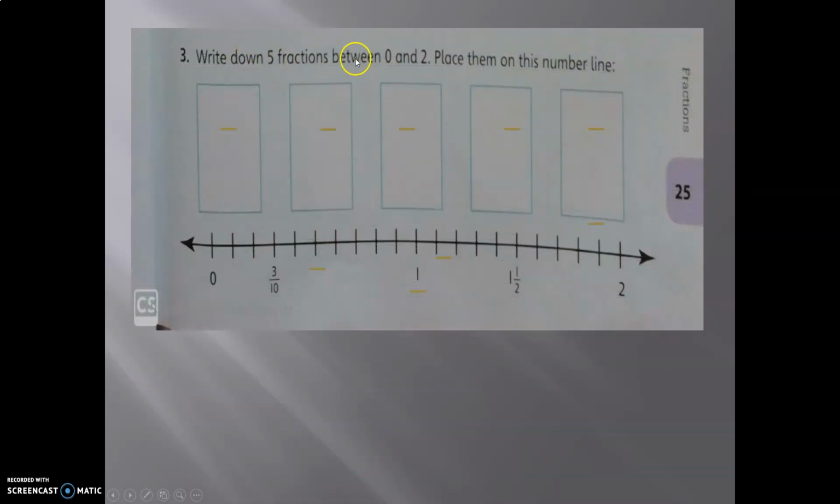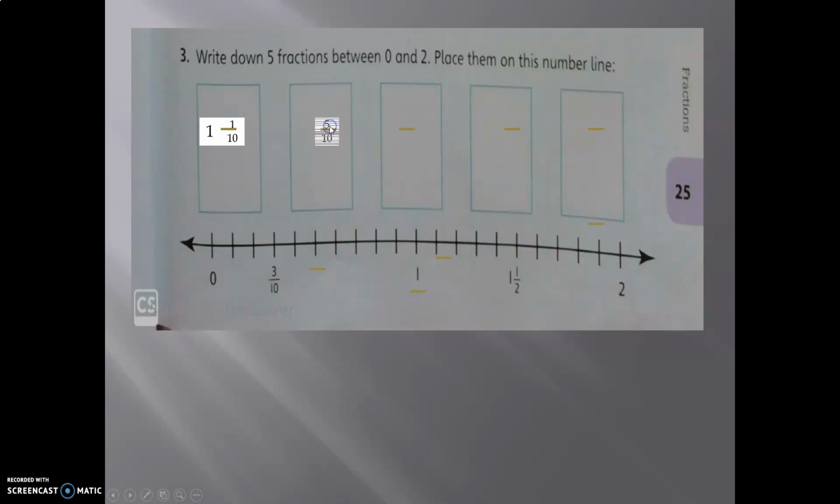Write down 5 fractions between 0 and 2. Place them on this number line. The first fraction I have is a mixed number, 1 and 1 over 10. So take care, 1 and 1 over 10. Can you put it between 0 and 1? No. It is 1 and some, I am already more than 1. So I need to go between 1 and 2 because 1 and something should be here.